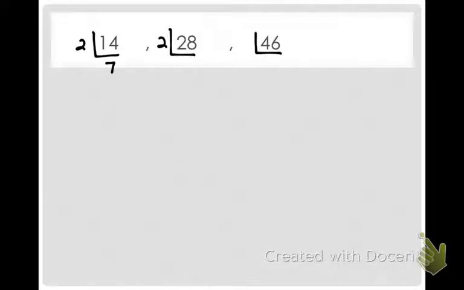All right, 28 divided by 2 is 14. Is 14 a prime number? No. What prime number can you divide it by? 2. Divide by 2, and what do you get? You get 7, and that's your prime. And that is a prime number, so I'm finished.